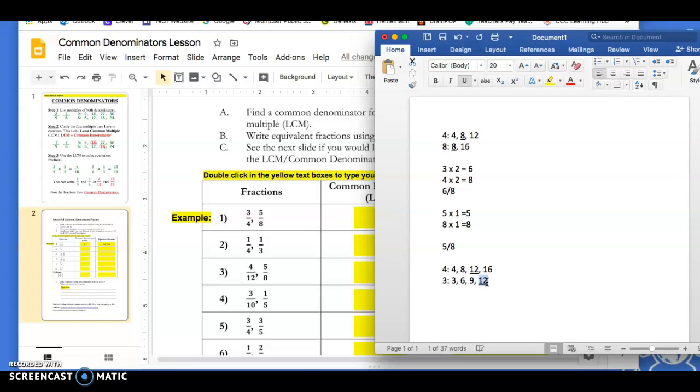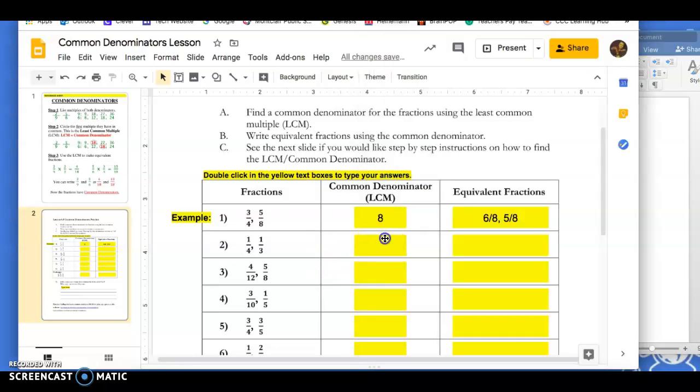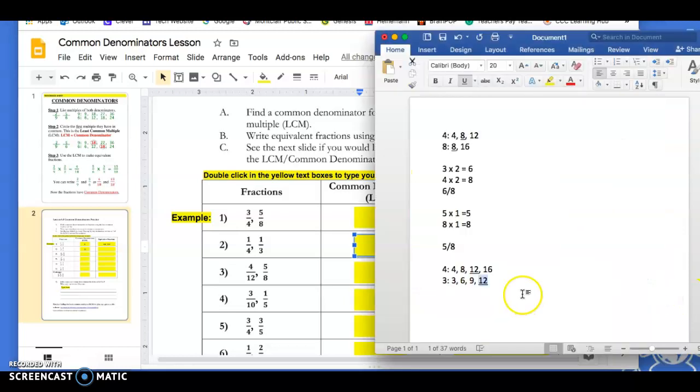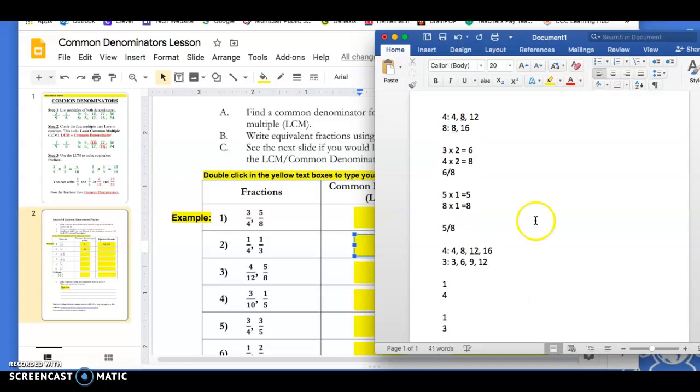All right, now I need to get 1/4 and 1/3 to have denominators of 12. Okay, so I know that I need to get it to equal 12. Now I just need to find the equivalent fractions. All right, so I have 1/4 and I have 1/3. I need to multiply my top and bottom by a number to get my denominator to equal 12. And I know that that is 3. So times 3, times 3.